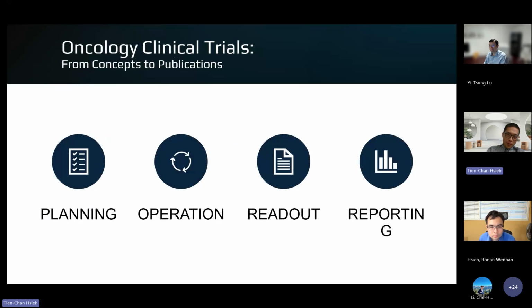Why don't we move on to another slide for trial 101, from protocol development, say CDP, to execution, and then data management, and then eventually data analysis and reporting. Seems straightforward, but I would like Ronan to just give us an overview of how it is from the beginning to the finish line.